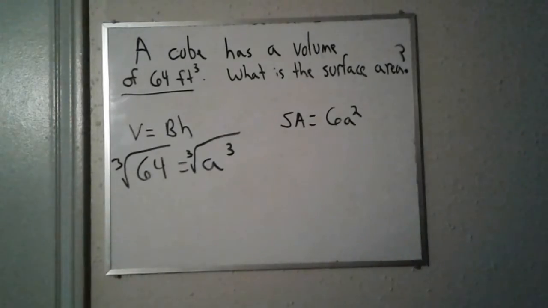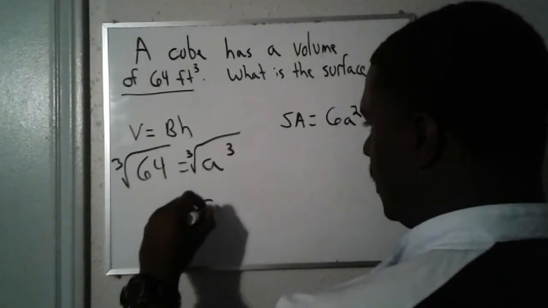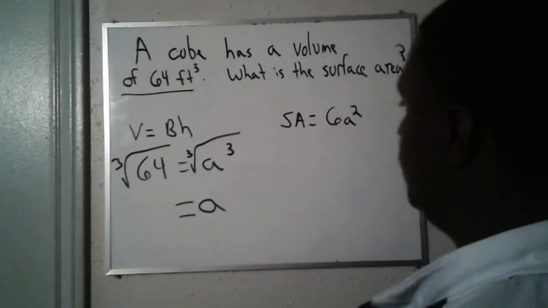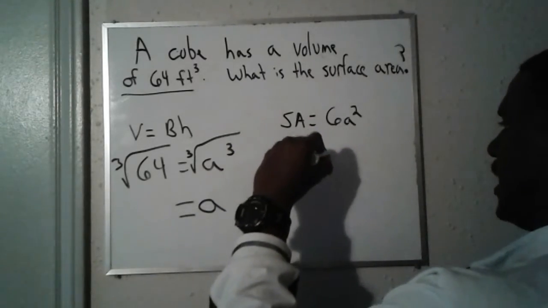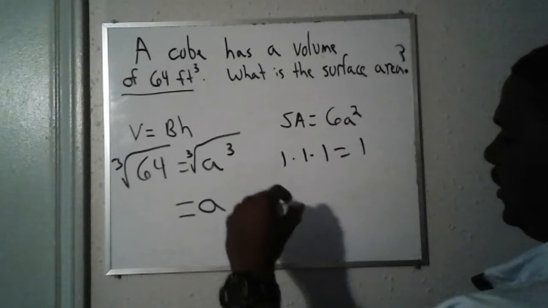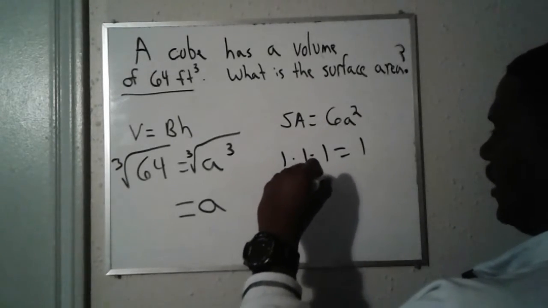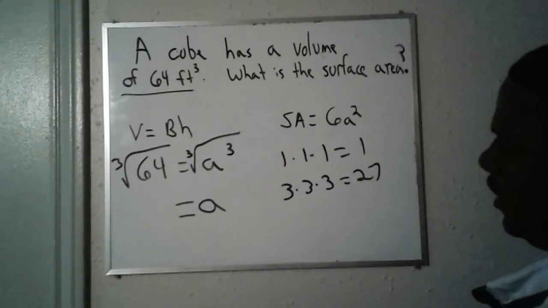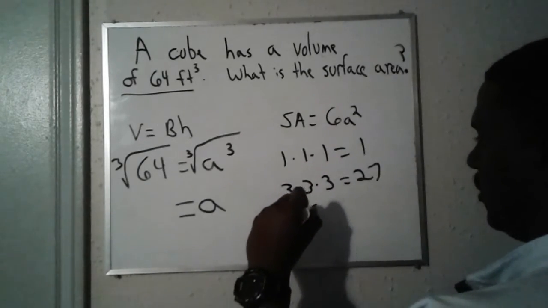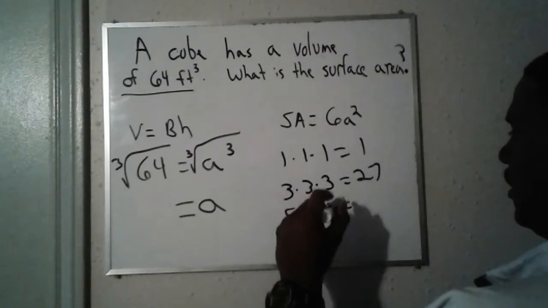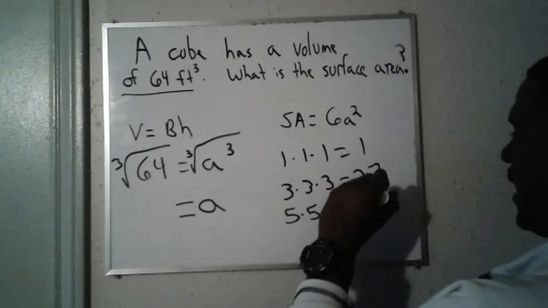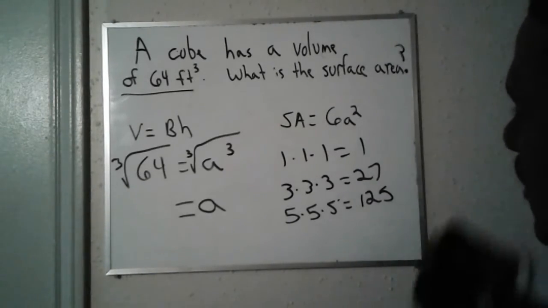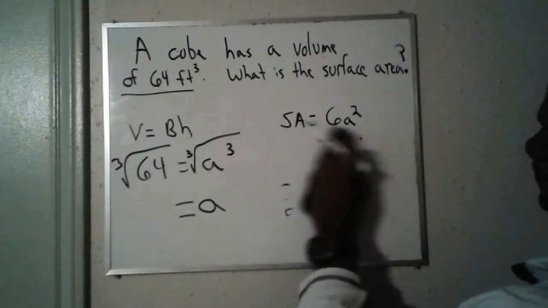Now, what is the cube root? How do we find that? That means a number times itself 3 times should equal this. You can start off with 1 times 1 times 1 equals 1. You can go up to 3. That's 9 times 3, that'll be 27. You can go up to 5, and that's 125. So it's going to be in between this 3 and 5. You can't find it, or you can just put it on your calculator.